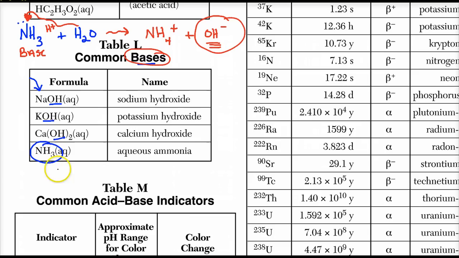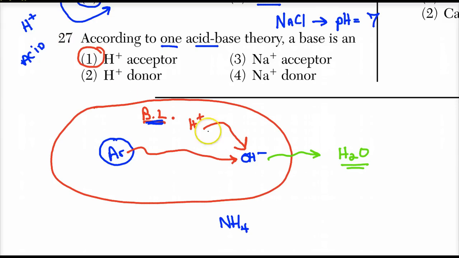It actually would be a Bronsted-Lowry base because it's accepting a proton. So accepting a proton or donating a proton is another acid-base theory beyond the Arrhenius definition. So for 27, clearly hydroxides or bases like ammonia, NH3, can accept protons, H pluses. Number 1.